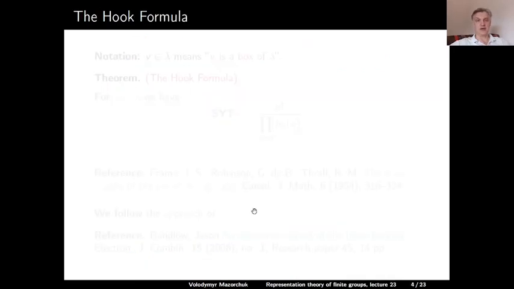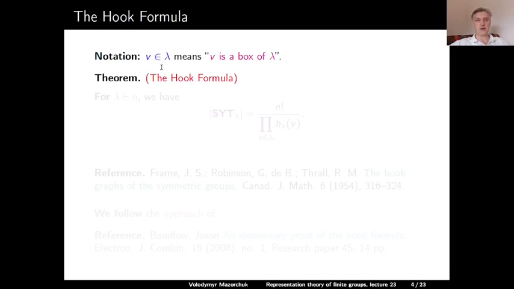So now we can formulate the main result for today's lecture. We will denote the fact that V is a box of lambda as follows: V belongs to lambda. This will mean that V is a box of lambda. Theorem, which is usually called the hook formula. For a partition lambda of n, the cardinality of the set of standard Young tableaux of shape lambda equals the following expression: n factorial divided by the product over all boxes V in lambda, where the factor corresponding to V is the length of the hook of V in lambda.